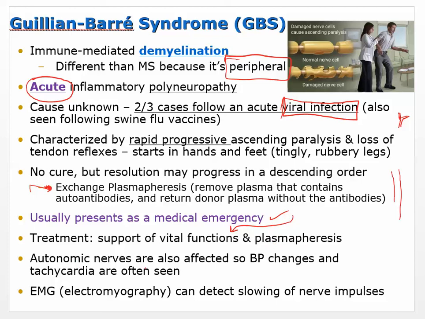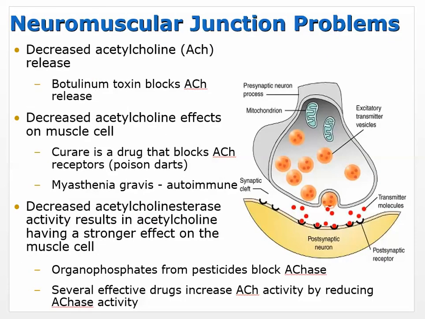So autonomic nerves are also affected, so blood pressure changes and tachycardia are often seen. That's where it becomes emergent, when you see cardiovascular issues. EMG, or electromyography, can detect the slowing of nerve impulses. That's measuring the electrical impulses of the muscle. Okay.